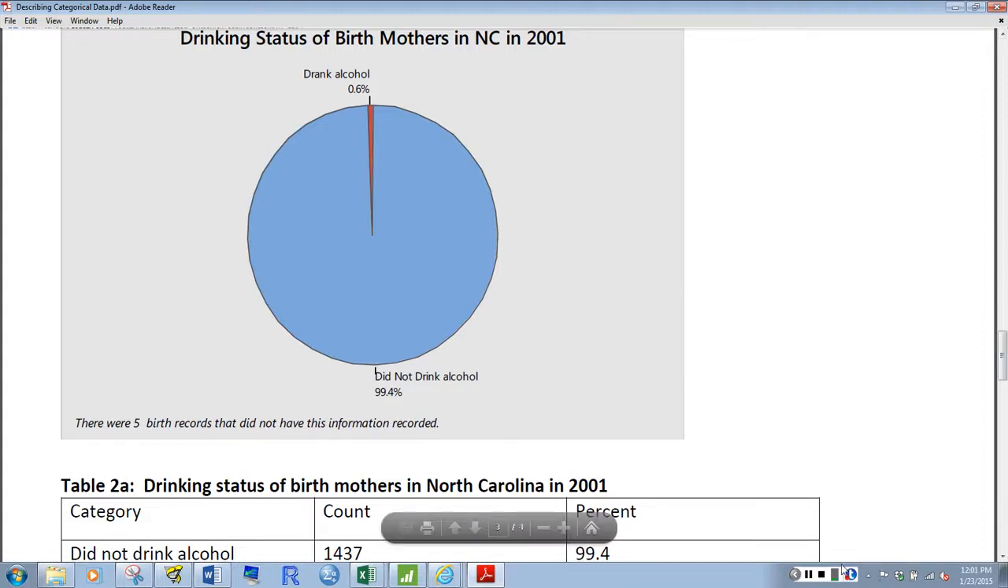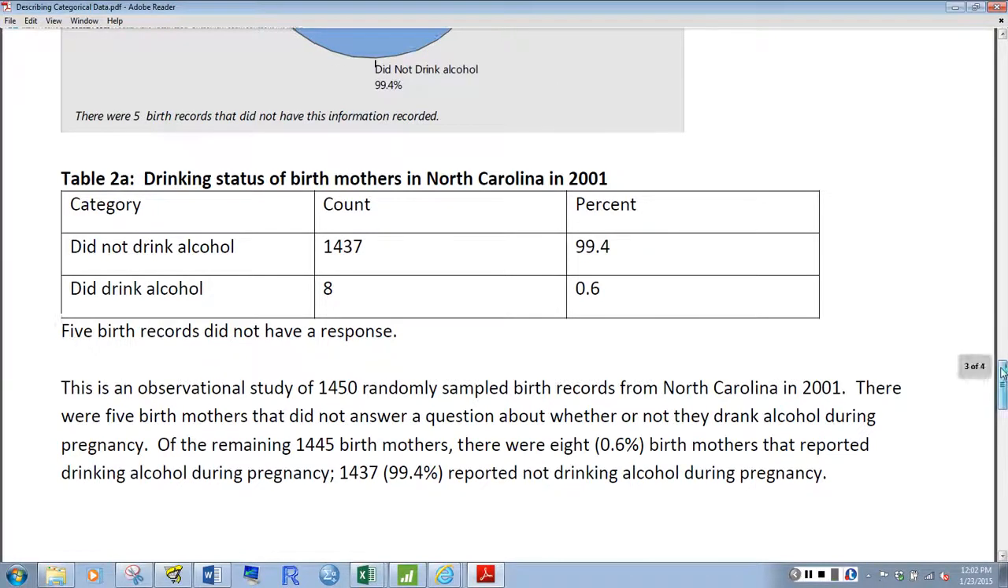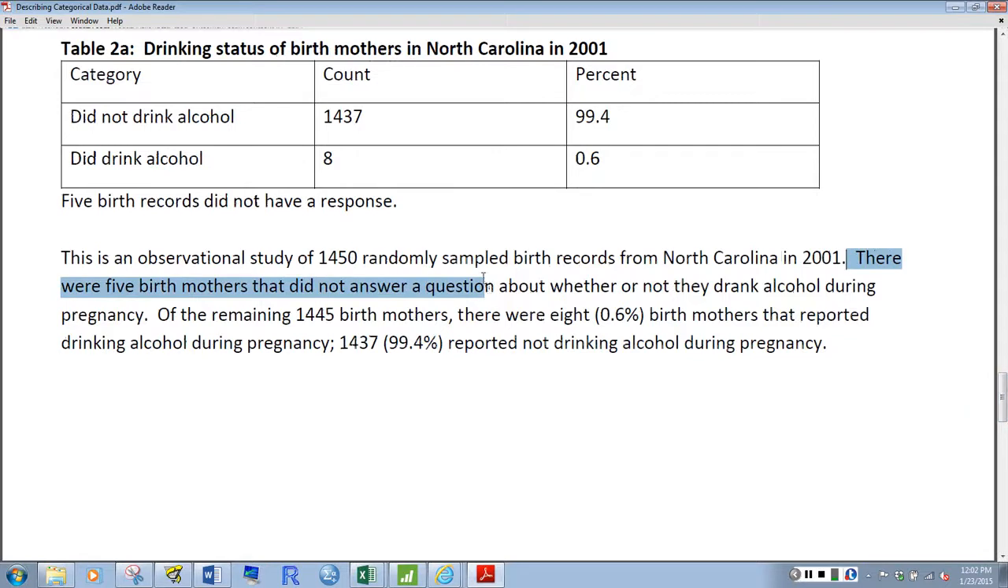Similarly, in the table, we have the counts adding up to 1,445 because the 5 birth records didn't have a response. And once again, these percentages are out of 1,445. They will change if we're going to make them out of 1,450. So we want the table and the graph to match, and then once again, we're going to write sentences. Notice that the first sentence is pretty much the same. Actually, it's identical because I cut and pasted it: observational study of 1,450 records from North Carolina in 2001.